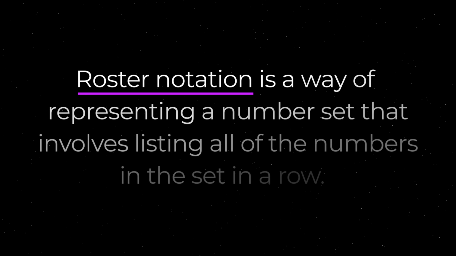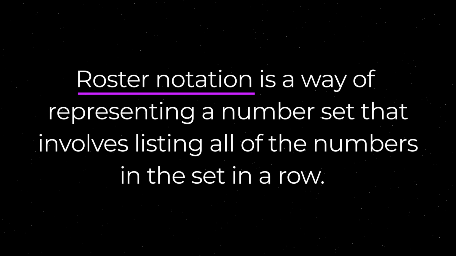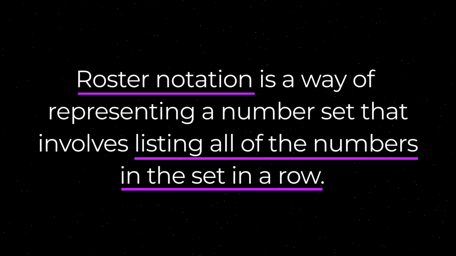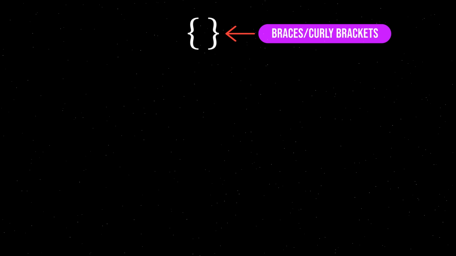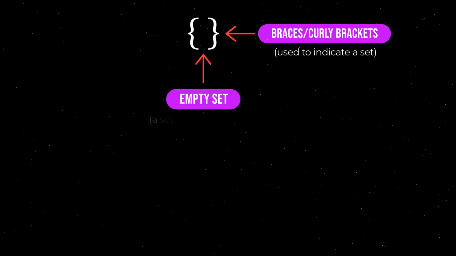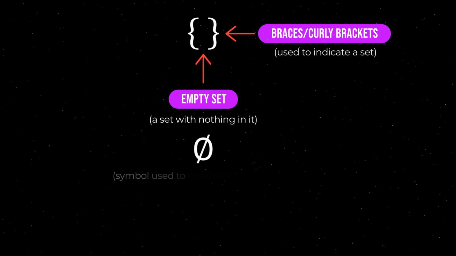Roster notation is a way of representing a number set that involves listing all of the numbers in the set in a row. Let's go through this step by step. To represent a number set in roster notation, we begin with braces or curly brackets as shown here. Note that this particular set does not have any numbers in it. Such a set is known as an empty set, and this is the symbol used to represent it.